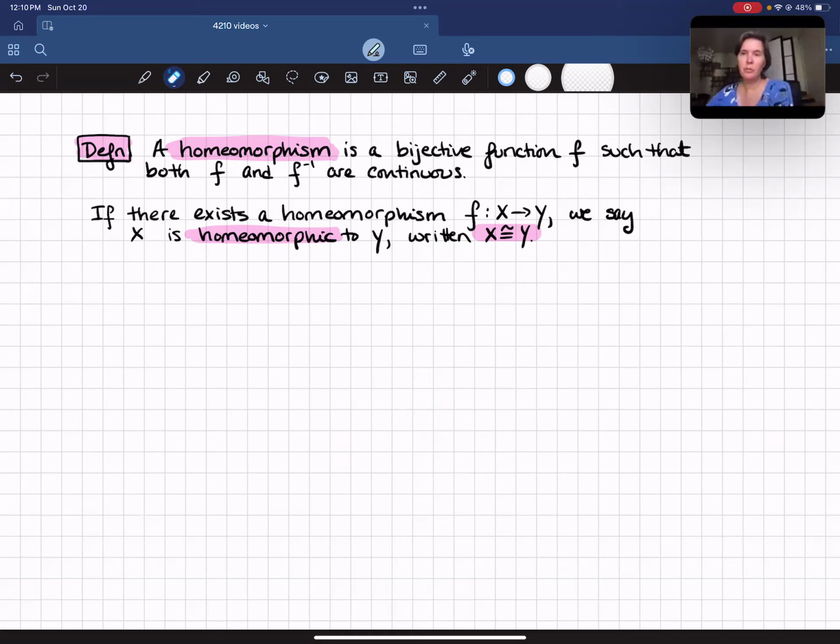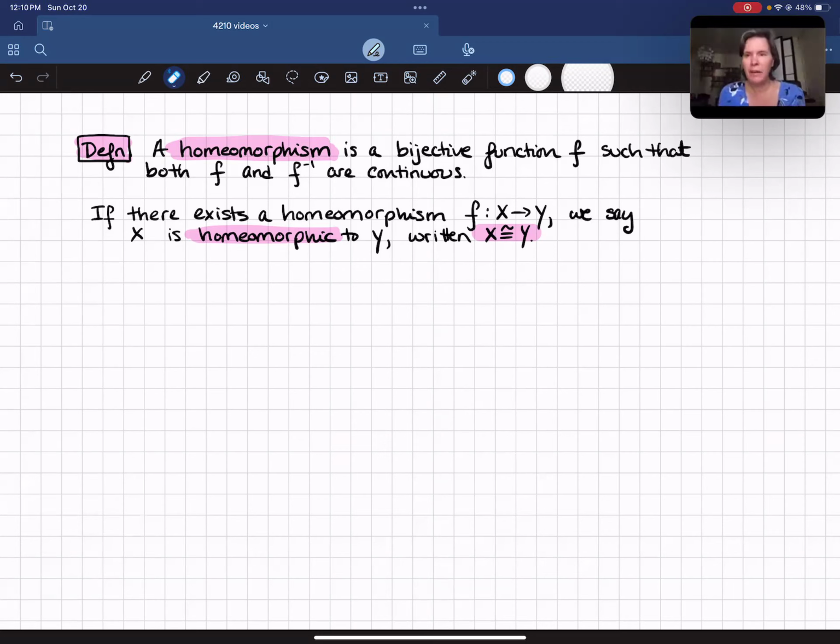First of all, you might notice we're talking about f inverse here, so we have to be sure that we know that f inverse is an actual function in this case. But since a homeomorphism has to be a bijection, that means that f inverse exists and is truly a function. So it's okay for us to talk about both f and f inverse.